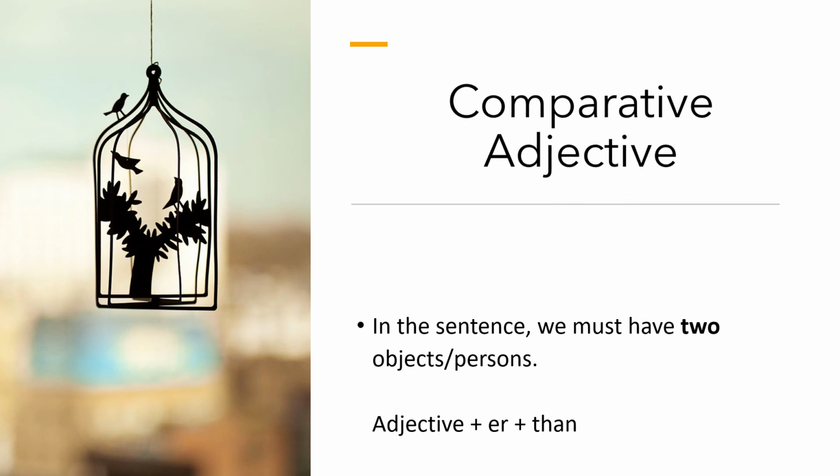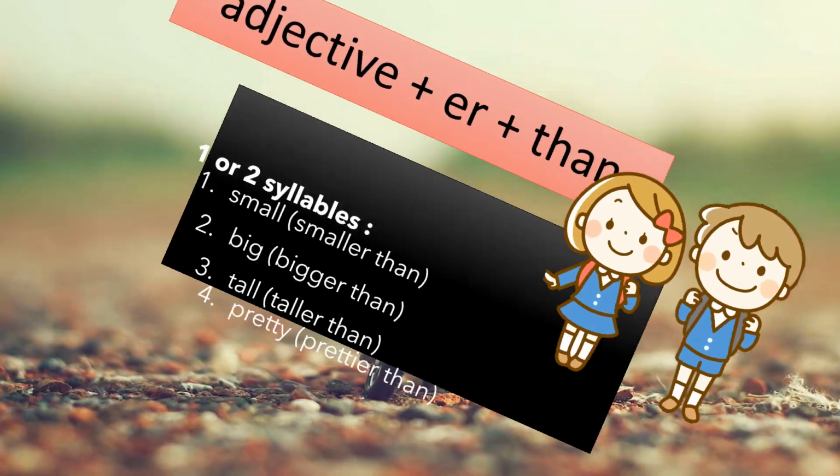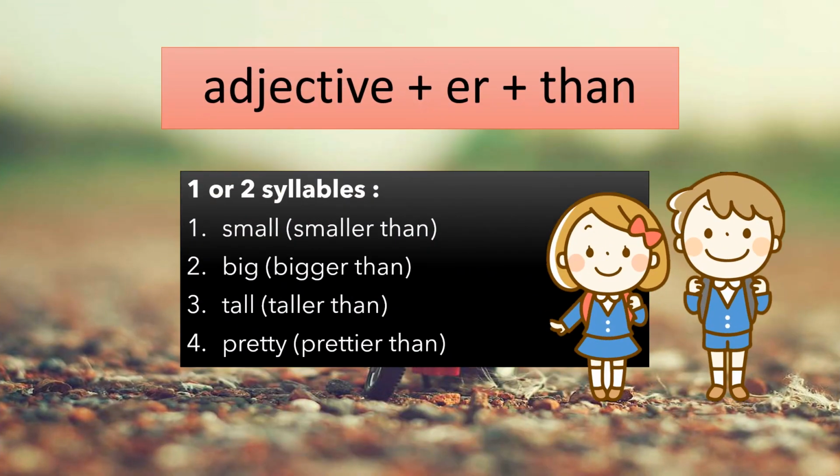Now, we are going to comparative adjective. Comparative adjective is to show change or make comparison. In the sentence, we must have two objects or persons. Normally, the formula of comparative adjective is adjective plus er plus than in the sentence. And we must have two objects in the sentence in order to make a comparative. Okay, right now let's see adjective plus er plus than. This is only applicable for one or two syllables.